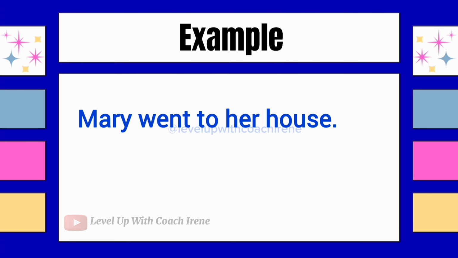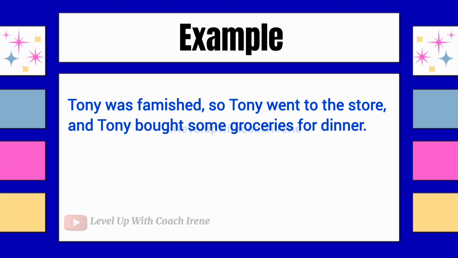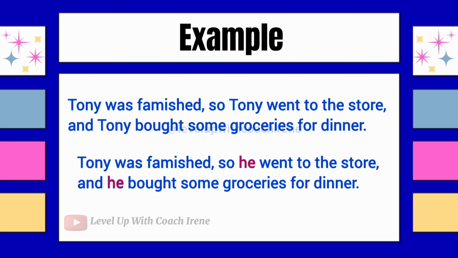Another example would be Tony was famished. So, Tony went to the store and Tony bought some groceries for dinner. What do you think about this sentence? Very repetitive and redundant. Let's replace the nouns with pronouns and see how the sentence sounds. Tony was famished. So he went to the store and he bought some groceries for dinner.